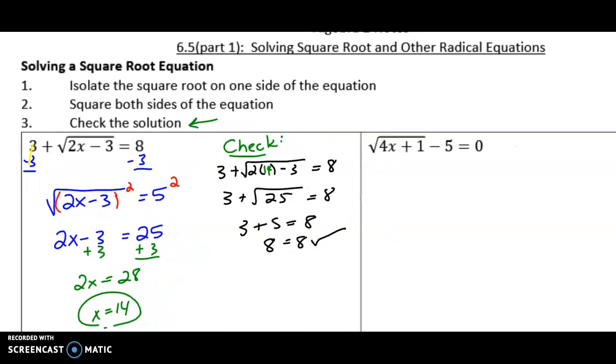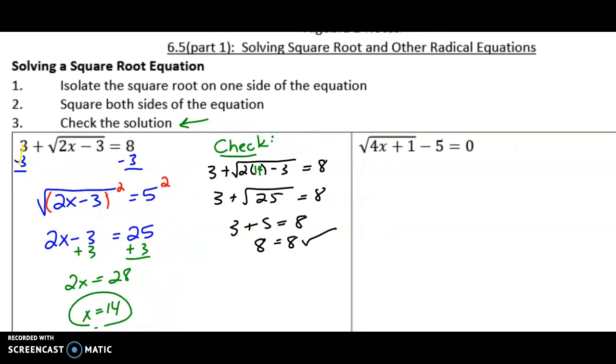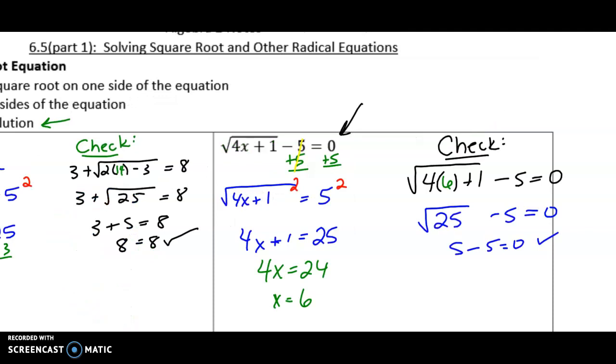All right. Why don't you pause your video and try the second one. So go ahead and try this one, and then go ahead and check your answer. Okay, you can check your answer. You should have gotten x equals 6. And then remember when you check to use the original equation. So don't use the equation when you've already isolated that radical. Use that original equation.